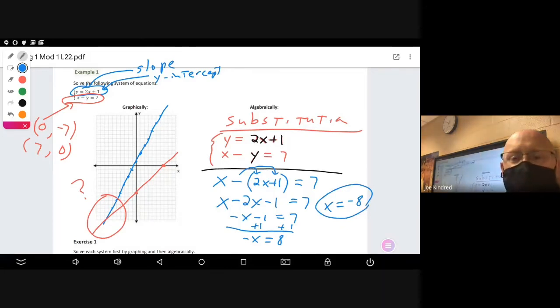And x is equal to negative 8. Now let's see. X is equal to negative 8. Does that look like negative 8? No. That's why graphing is not the greatest method.